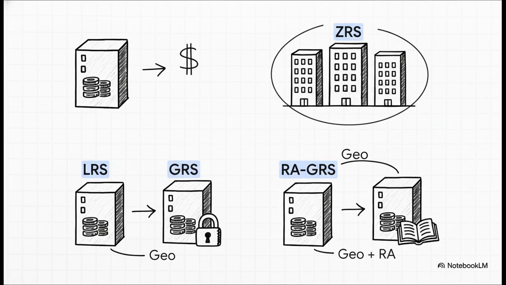And now for redundancy, let's nail the keywords. LRS is local, and it's the cheapest. ZRS is for a zone, meaning it survives a data center failure. GRS is geo, so it survives a regional failure. And RA-GRS is Geo Plus, that critical read access.